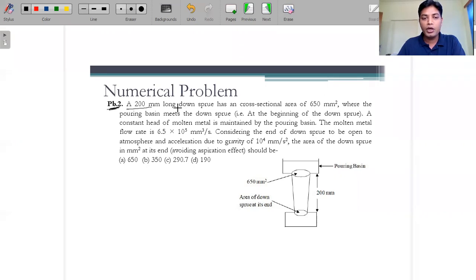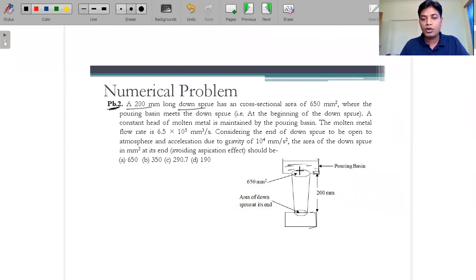A 200 mm long down sprue. Okay, so this is the pouring basin. This is the mold cavity. Because we are using a top gate system, we discussed last time that this is the gate. This is the pouring basin where we are filling the molten material. So here we are filling the molten material.